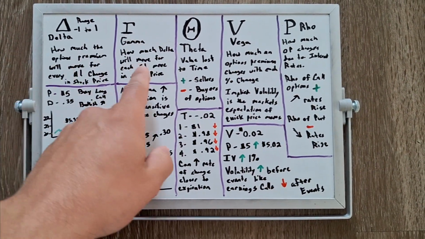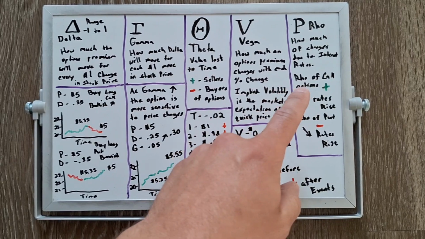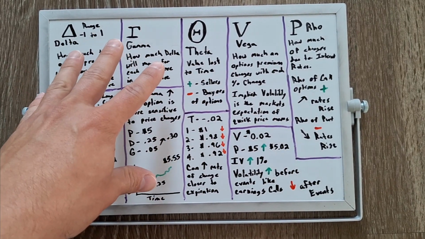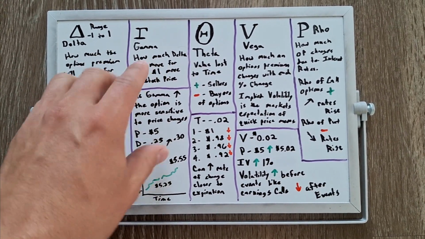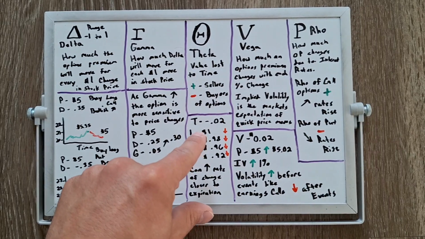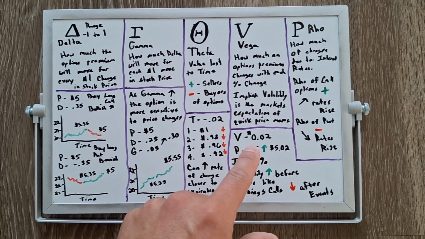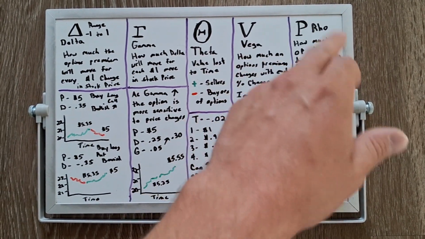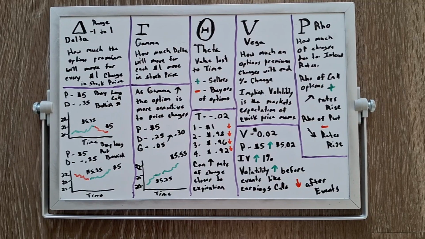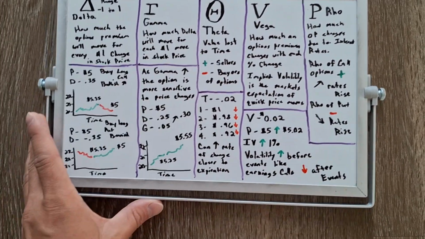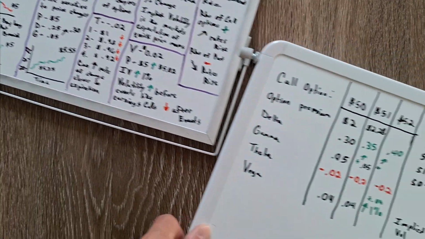So you have delta, gamma, theta, vega, and rho. Delta and gamma are going to be your price movement, theta is going to be your time decay, and vega is going to be your implied volatility, with rho being your interest rate changes. So let's put that all together. How do you apply this?